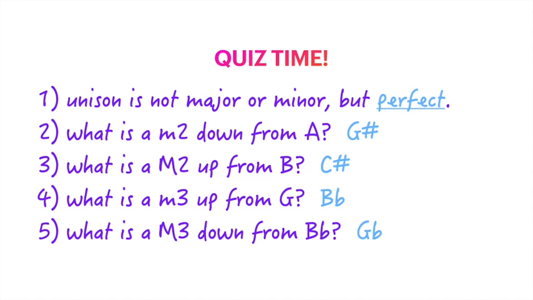What's a minor third up from G? That's a whole step plus a half step, that's B flat. And what's a major third down from B flat? That's 2 whole steps, and that's going to be G flat.